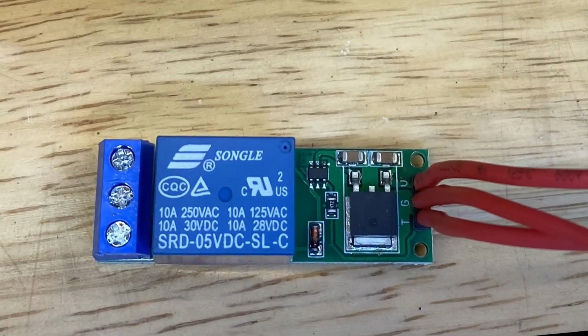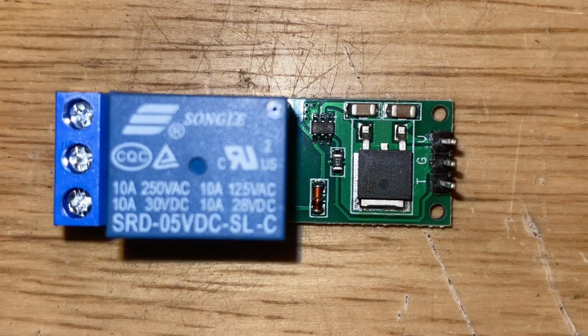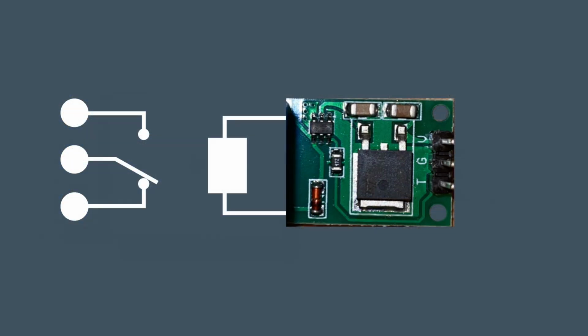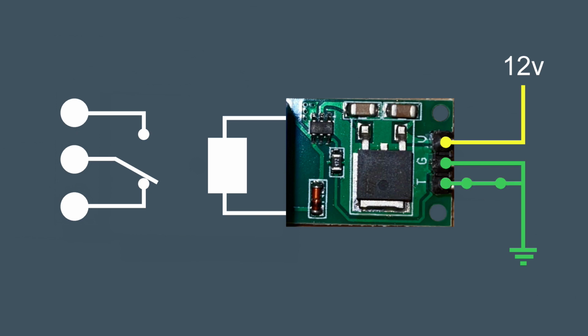The flip-flop board is very similar. It's a relay controlled by a small electronic circuit. Because it's electronic, we need to power it by earthing pin G and putting 12 volts on pin V. If we then earth pin T, the trigger pin, the relay flips across.